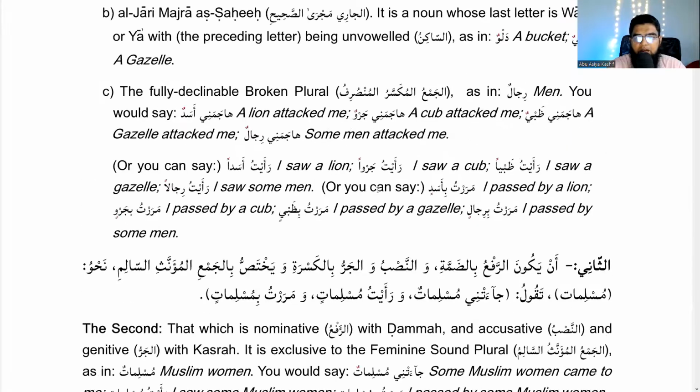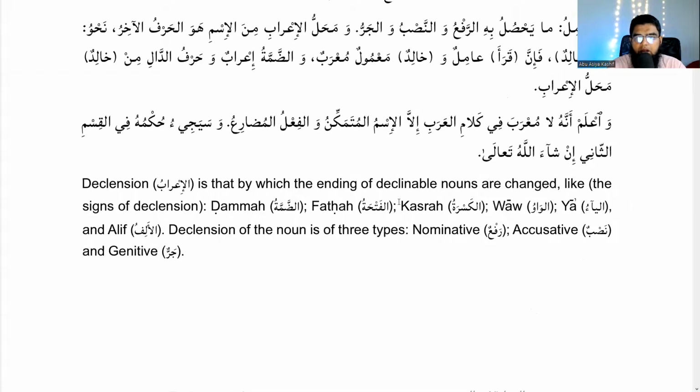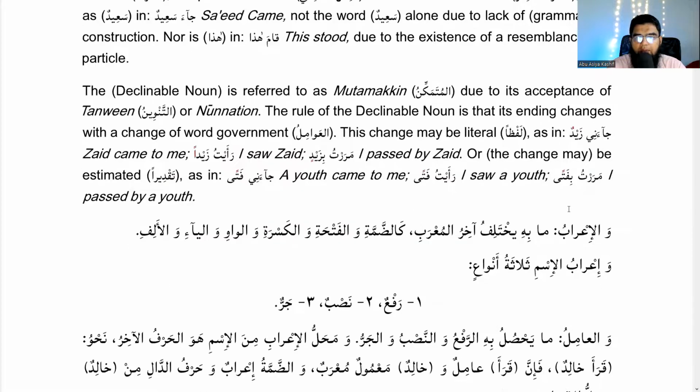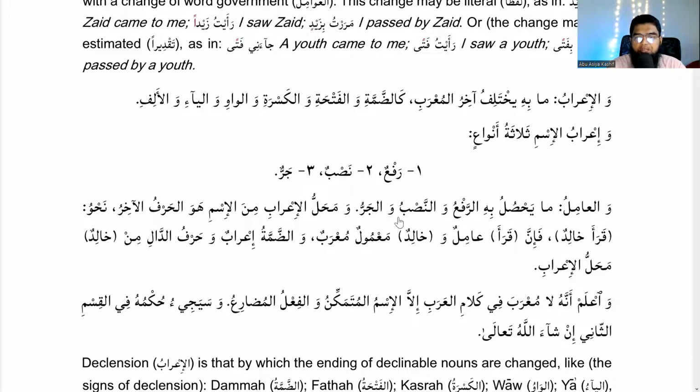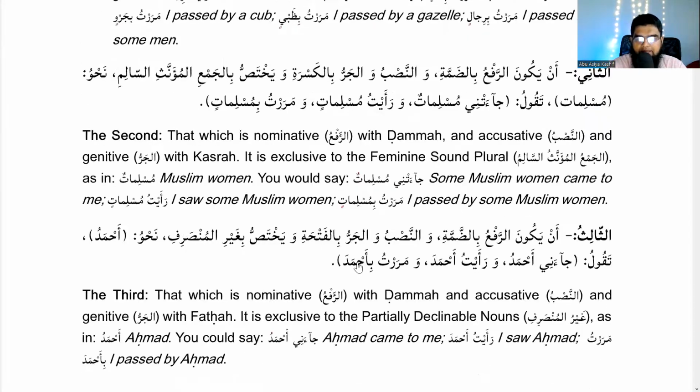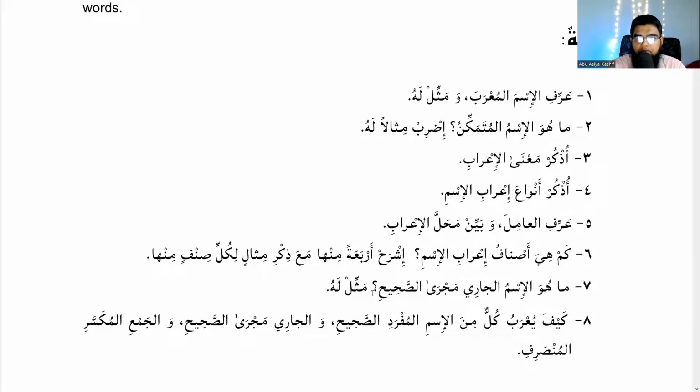Arrif al-amil wa bayyin mahall al-i'rab. What is amil? Amil and the place of I'rab. Mahall al-i'rab. So he gave an explanation. Amil: ma yahsulu bihi ar-raf'u wa an-nasbu wal-jarr. What rafa, nasb and jar is gained with it. It's called amil, he says. And mahallu al-i'rabi min al-ismi huwa al-harfu al-akhir. The place of I'rab is the last letter.